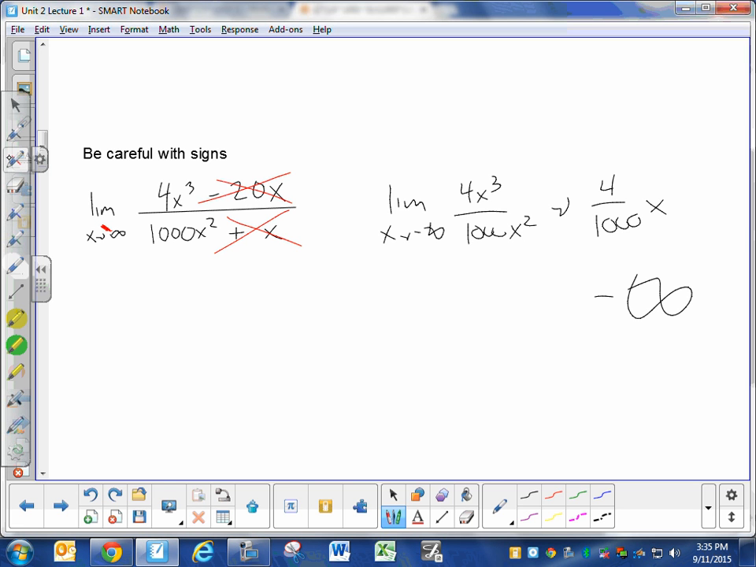You could also think about it if you plug in a big value into your numerator and you're cubing it, that's going to be a faster growing negative value. If you plug in a big negative value into your denominator and you are squaring it, that is going to be a slower growing positive number. A negative divided by a positive will give you that negative.